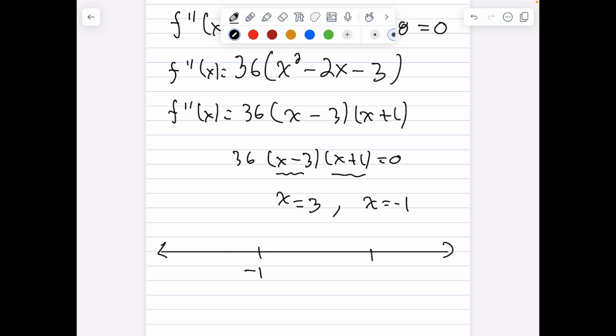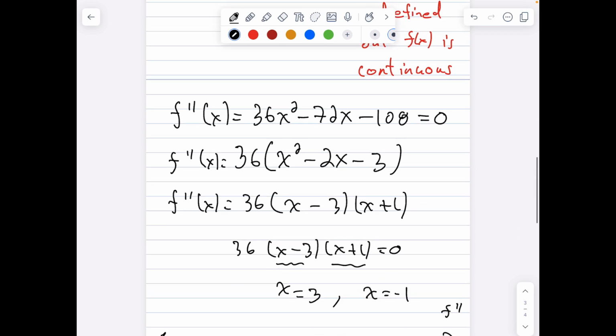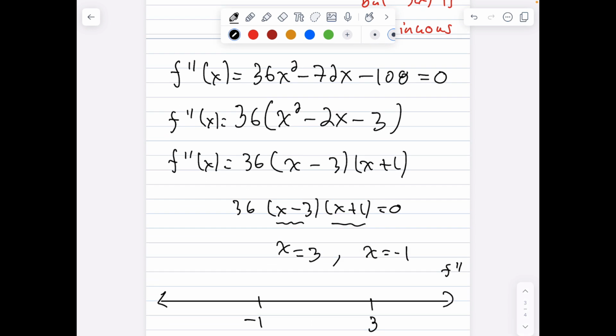So after you find your points, you're going to make a number line. You'll place those points there. And the second type of point, where the second derivative was equal to 0. Are there any points where the second derivative is undefined but f of x is continuous? No. The second derivative is a polynomial again, so it's defined everywhere. So we're not going to worry about those.